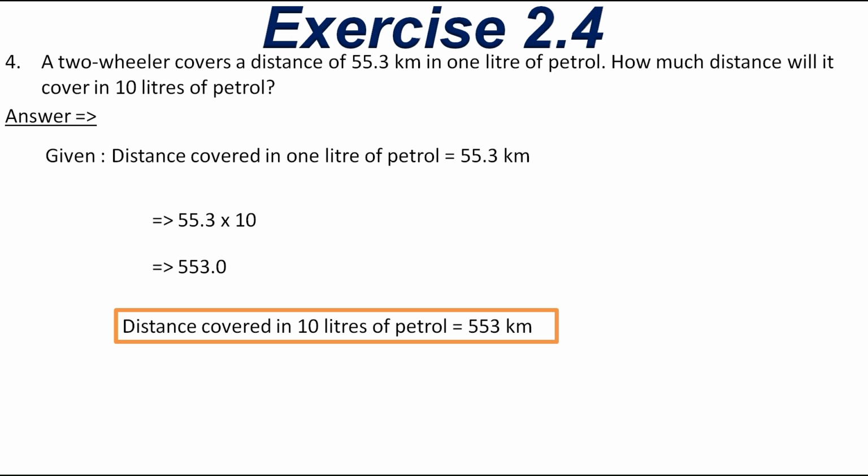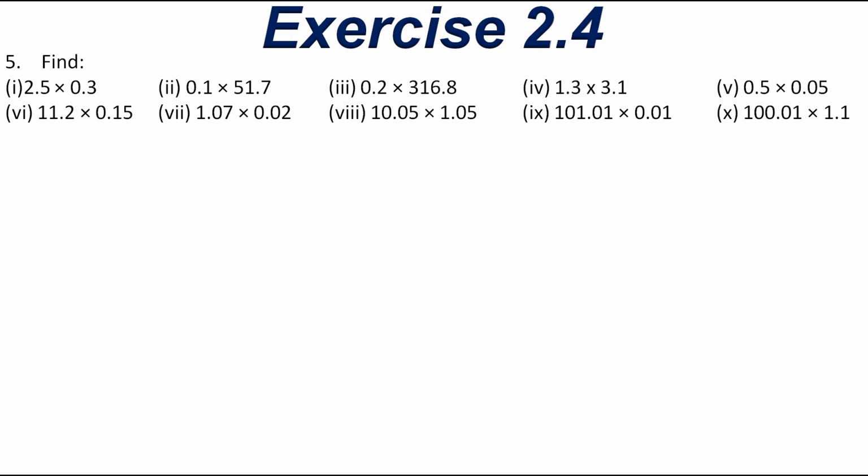Okay. Next question we have, find. So we have to find here the answer of multiplication of two decimal numbers. Now here both the numbers are decimal numbers only. So the first one we have is 2.5 into 0.3. Now same as before we solved, just forget the decimal numbers and directly multiply. Now if I forget the decimal numbers, the number will become 25 into 3, right? So 25 3s are 75.